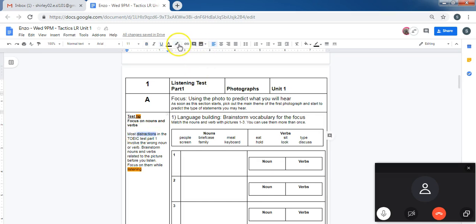Distractions. Do you know this word? Distractions? Okay, good. So, first, can you read this part, please? Focus.